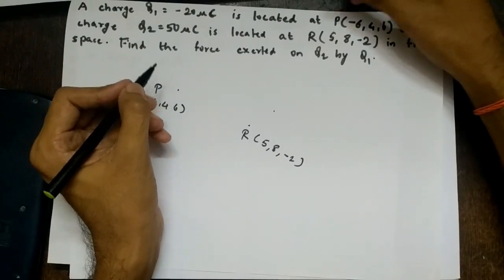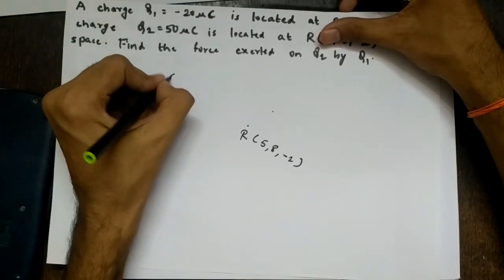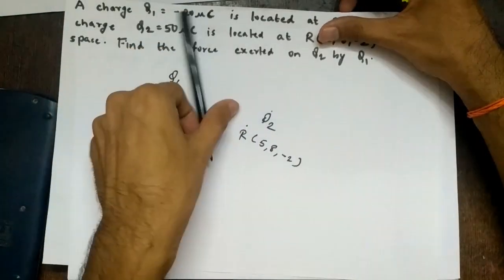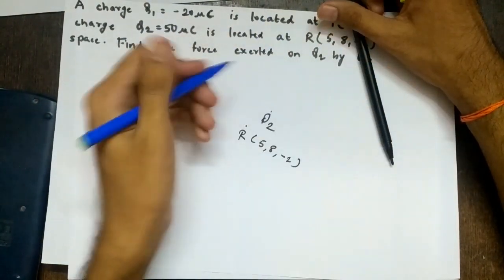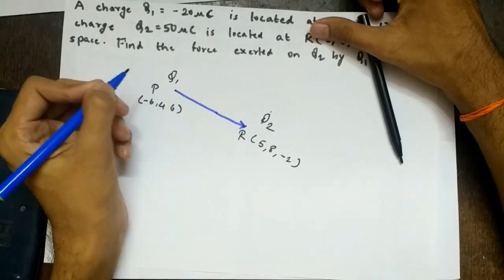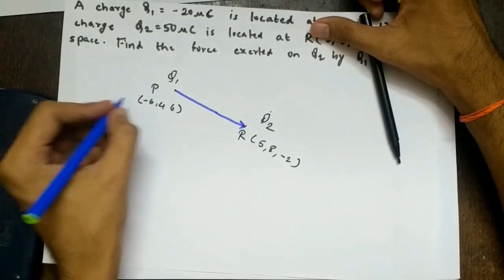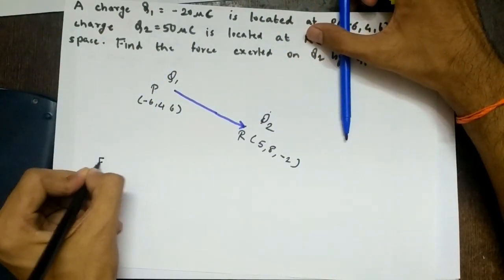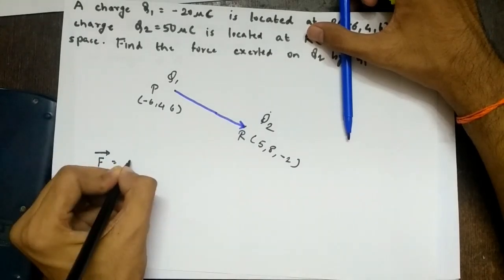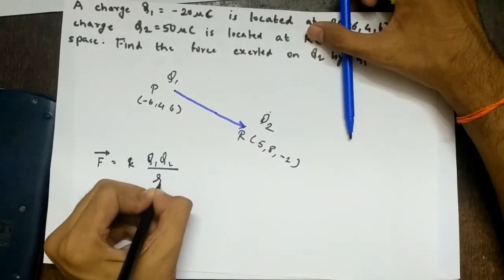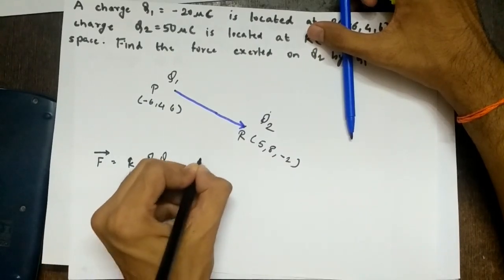Anything else given? No, that's it. So what do we have to find? P has a charge Q1 associated with it. R has a charge Q2 associated with it. And we have to find the force on charge 2. So the vector will be directed in this way. So we have to find the force between the two charges, that is, we have to use Coulomb's law. So F vector equal to k q1 q2 upon r square a_r cap.